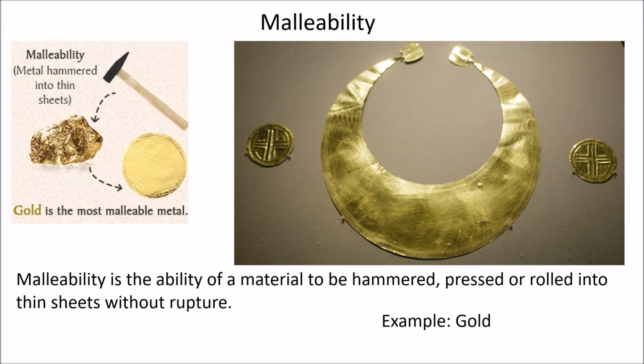You can see here a piece of ancient Irish jewellery where the gold has been hammered into a thin sheet and formed into a necklace, and you can see two decorative brooches either side of the necklace. The gold would have come in nugget form, as you can see in the picture on the left-hand side, and it would have been hammered and beaten into the flat sheet that you can see here. So it's very malleable. Once you put a compressive force on it, or press down, it squeezes out in all directions. So it can be hammered, pressed, or rolled into thin sheets without breaking, without rupture.